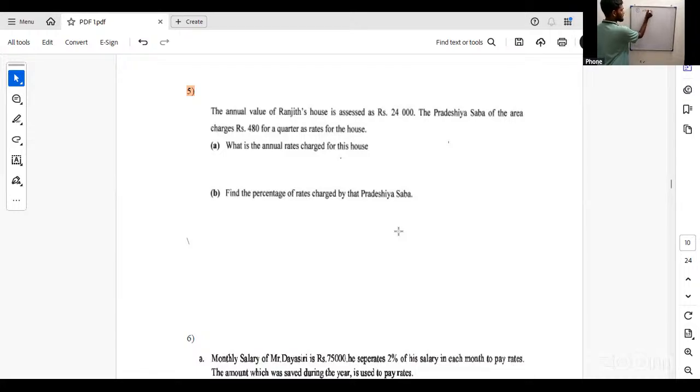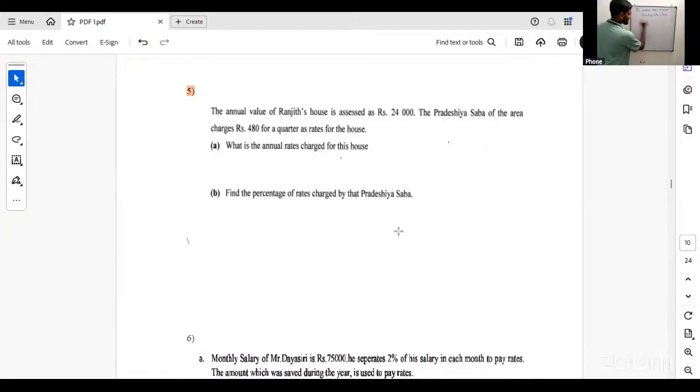So the assessed value, the estimated value, is Rs 24,000. And the Pradeshiya Sabha charges quarterly rates of 480 rupees. Now, quarter means 1/4 of the year. This amount is only for a quarter. Then to find it for 1 year, what should you do? You have to multiply this value by 4 to find the annual value of the rate. Understood? Because they have given the quarterly rates.